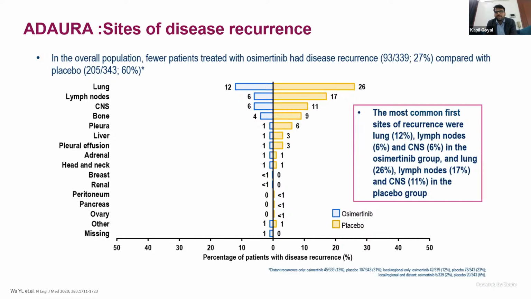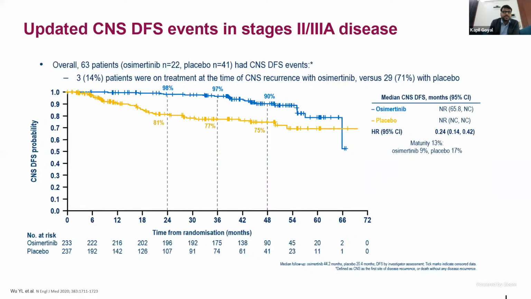The most common first sites of recurrence were lung, lymph node, and CNS in the osimertinib group. CNS was a recurrence site in only 6% of the patients in the osimertinib group, while 11% of patients in the placebo group had CNS recurrence. So overall, we see the CNS recurrence was particularly lower when osimertinib was used in adjuvant therapy.